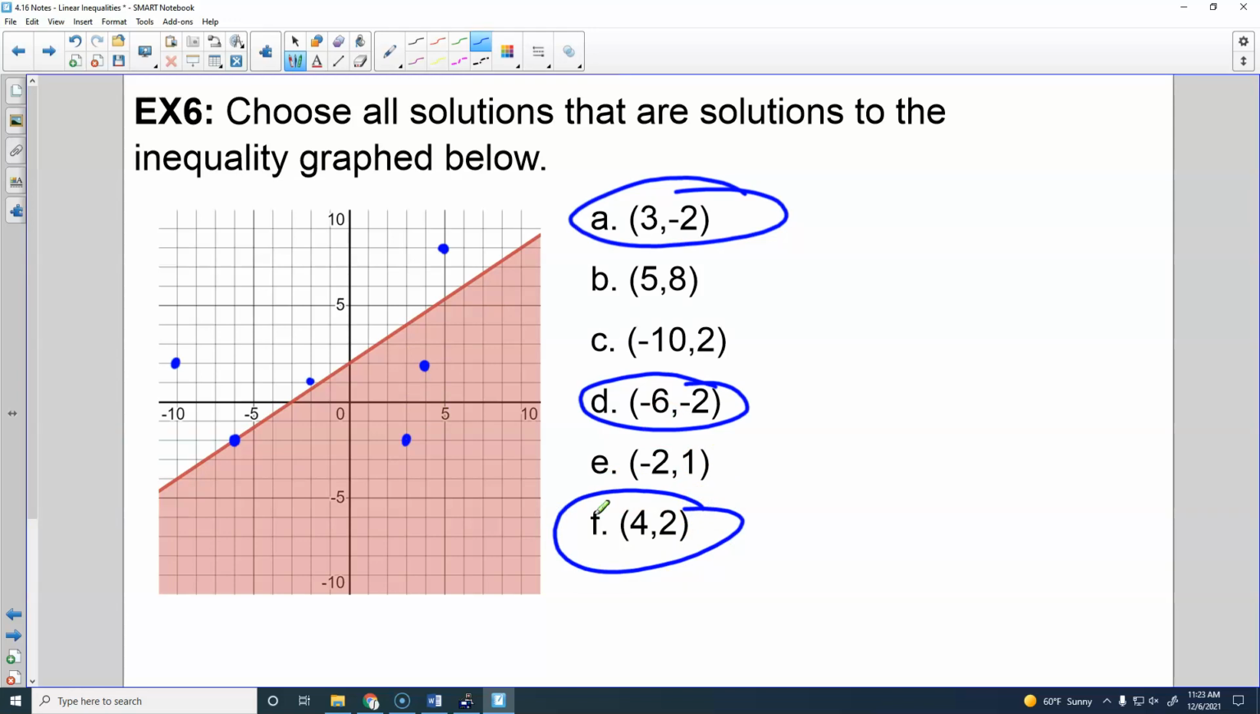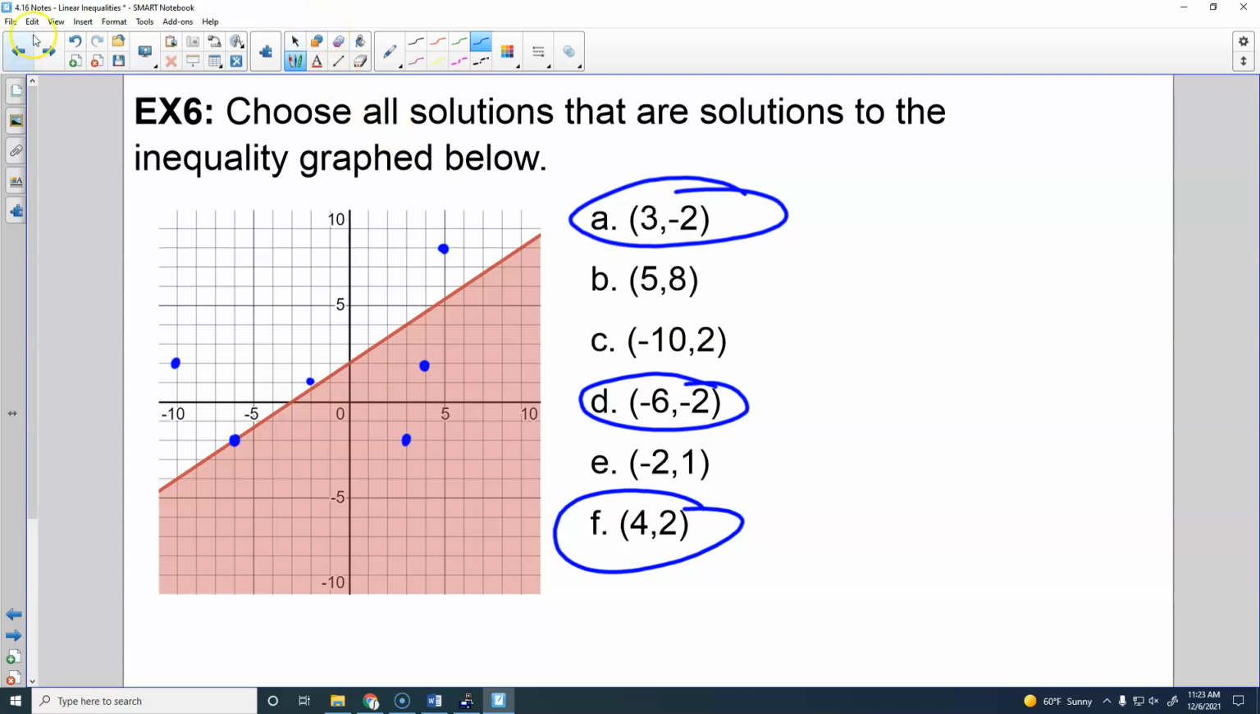So another thing you might want to try, if they give you one like those first couple that we were doing, is you may just want to graph it and see what you have there. Because it's super fast if you already have it graphed. If you're in the shaded region or on a solid line, then you know it's a solution. And a problem like this, you have to do it this way because they didn't give you the equation of the line anyway.